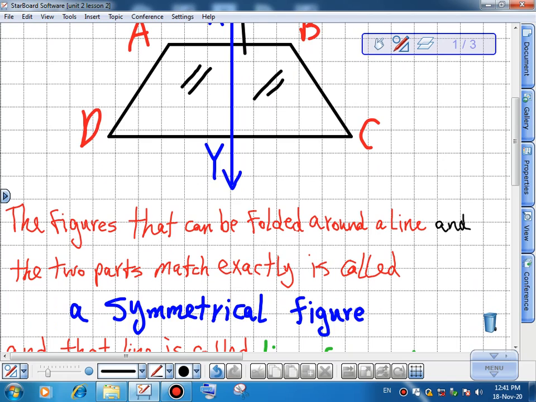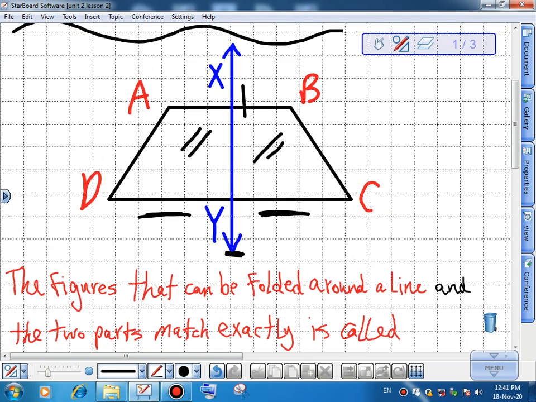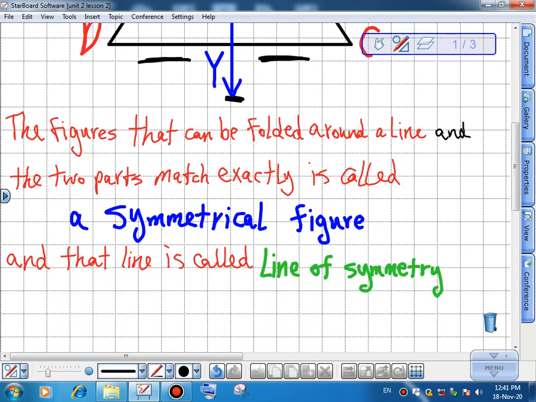Symmetrical figure. So all figures that can be folded around a line, where this line cuts the figure into two equal parts, like this part and this part, and the two parts match exactly, are called symmetrical figures. And this line, which cuts the figure, is called the line of symmetry.